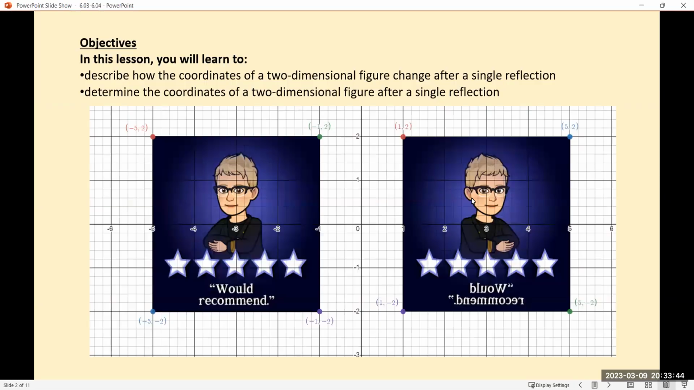So, in this lesson, you will learn to describe how the coordinates of a two-dimensional figure change after a single reflection and determine the coordinates of a two-dimensional figure after a single reflection.